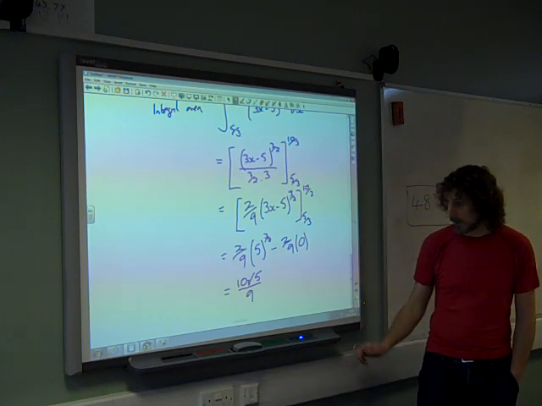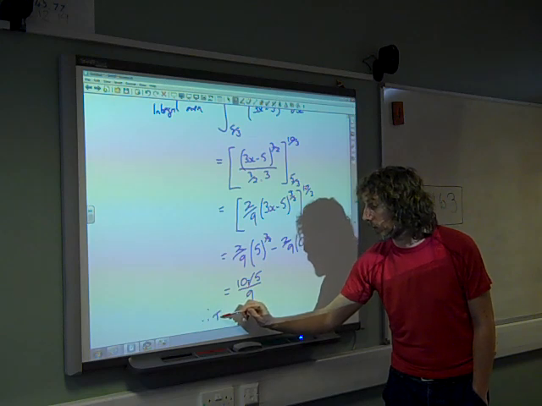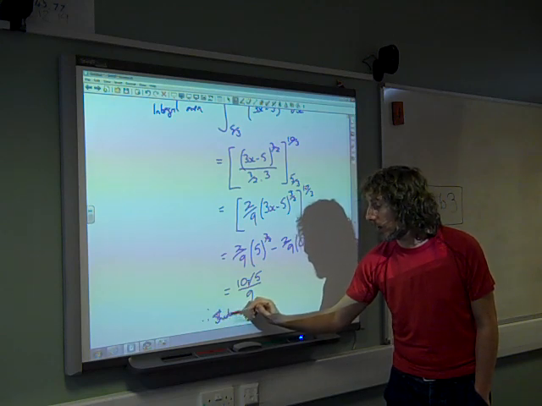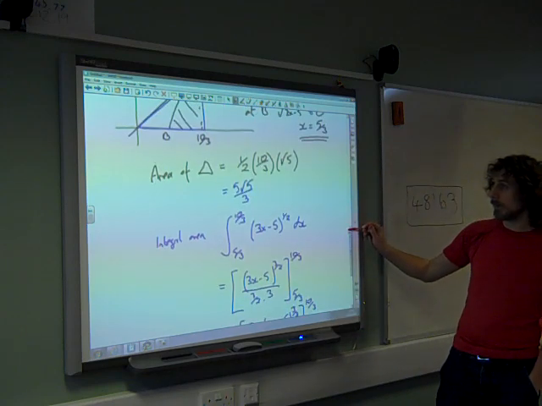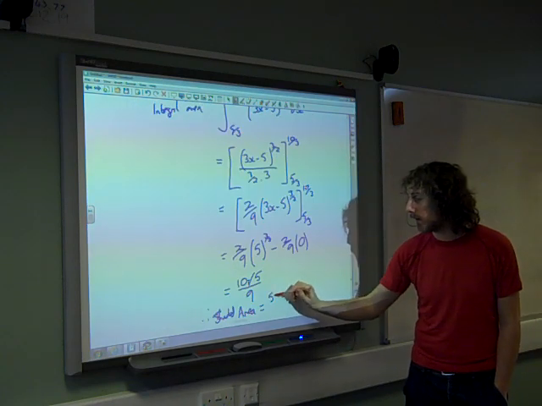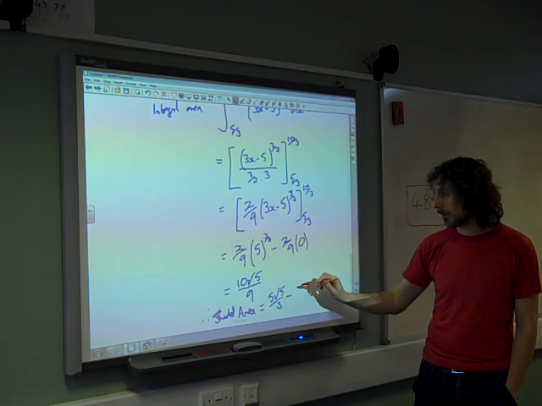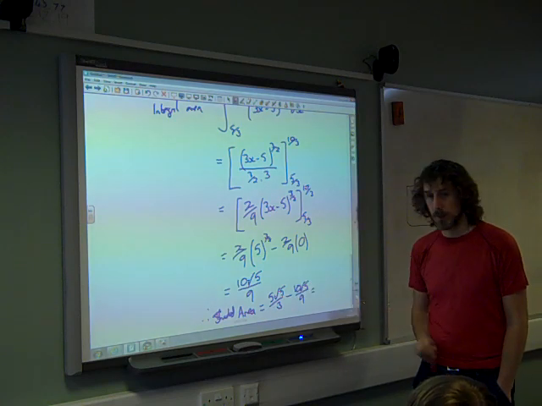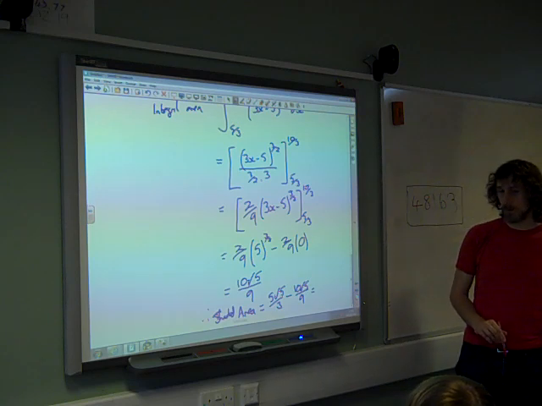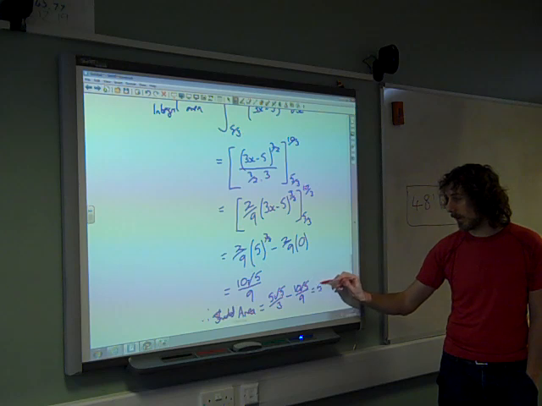And so the total shaded area is the triangle, 5 root 5 over 3, take away the integral, 10 root 5 over 9. Have I done that right? Which I think gives me 5 root 5 over 9 as a final answer.